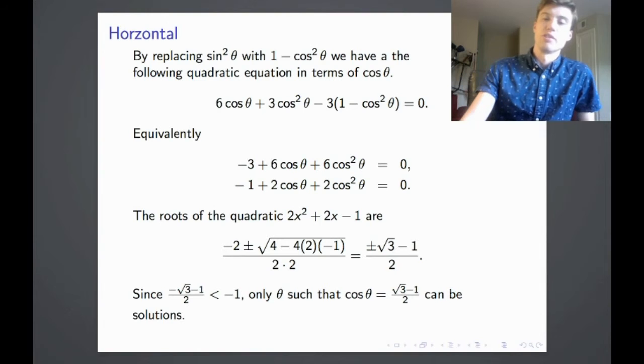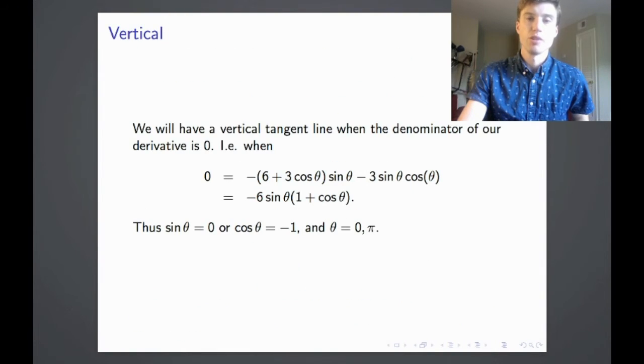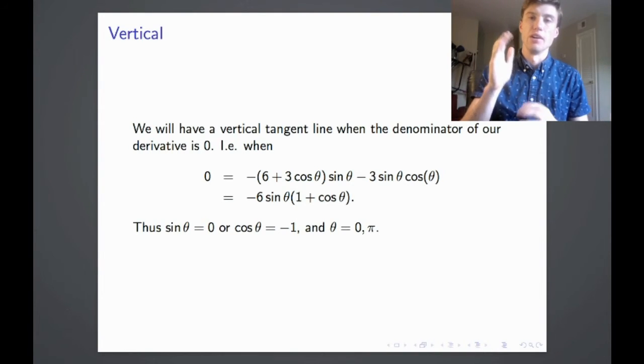So we're looking for theta which satisfy this equation. In the interval from 0 to 2 pi, the only theta which satisfy this relation are cosine inverse of the square root of 3 minus 1 over 2, and 2 pi minus cosine inverse of the square root of 3 minus 1 over 2. These represent the two theta values which have horizontal tangent lines.